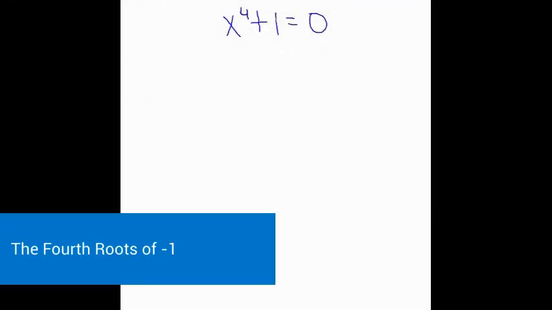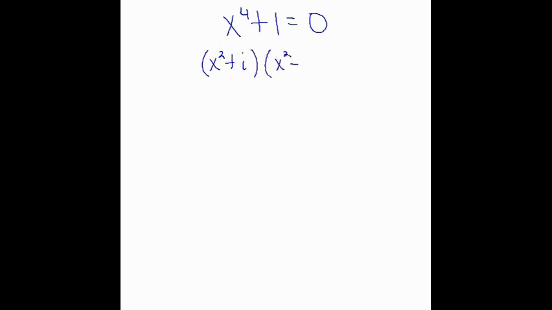Hello, don't let appearances fool you. This is a sum of squares. The only problem is if we use our complex factorization of sum of squares, I get x squared plus i and x squared minus i. Not a problem so far, but let's go ahead and solve these algebraically. x squared minus i equals 0. That means x squared equals i. And then when we square root, what is the square root of i?